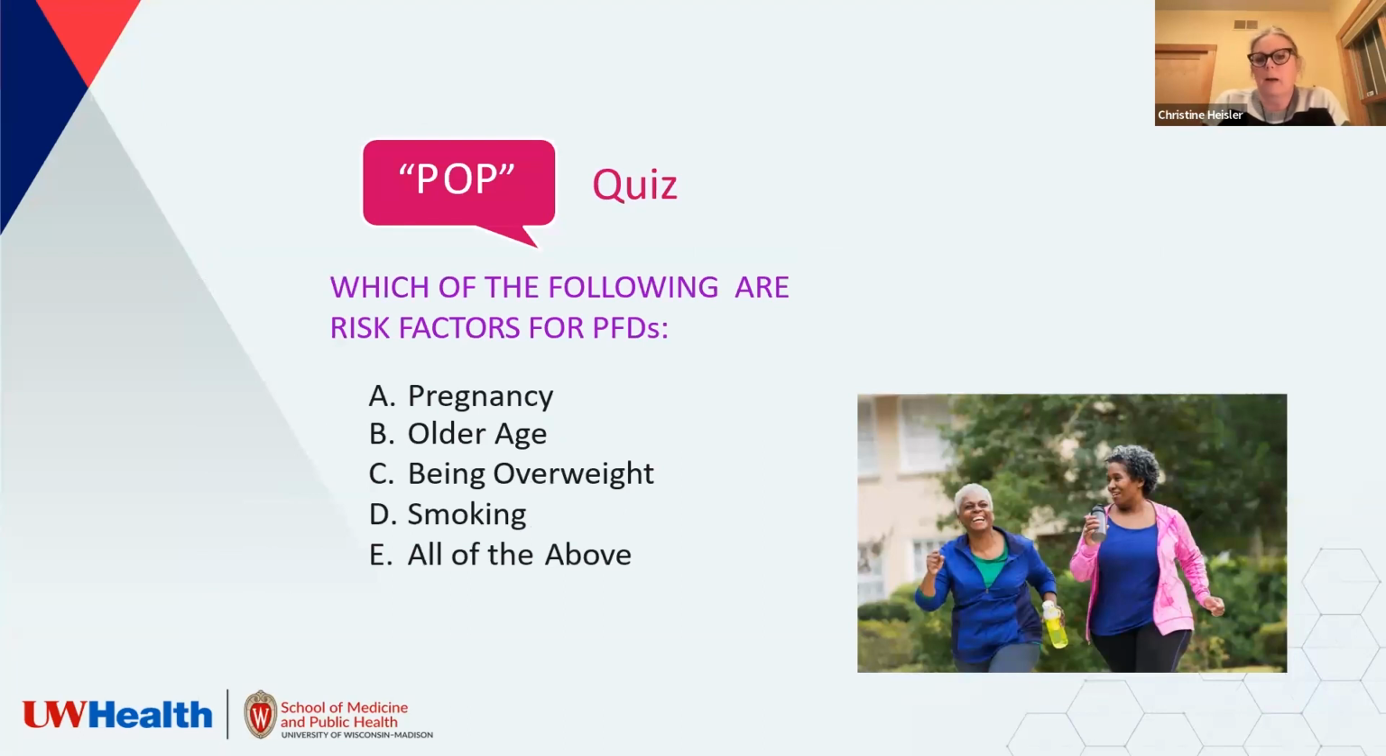So the next pop quiz: which of the following are risk factors for pelvic floor disorders? A, pregnancy, B, older age, C, being overweight, D, smoking, or E, all of the above. So in the chat, we're getting a lot of E's. Yep, you're exactly right.